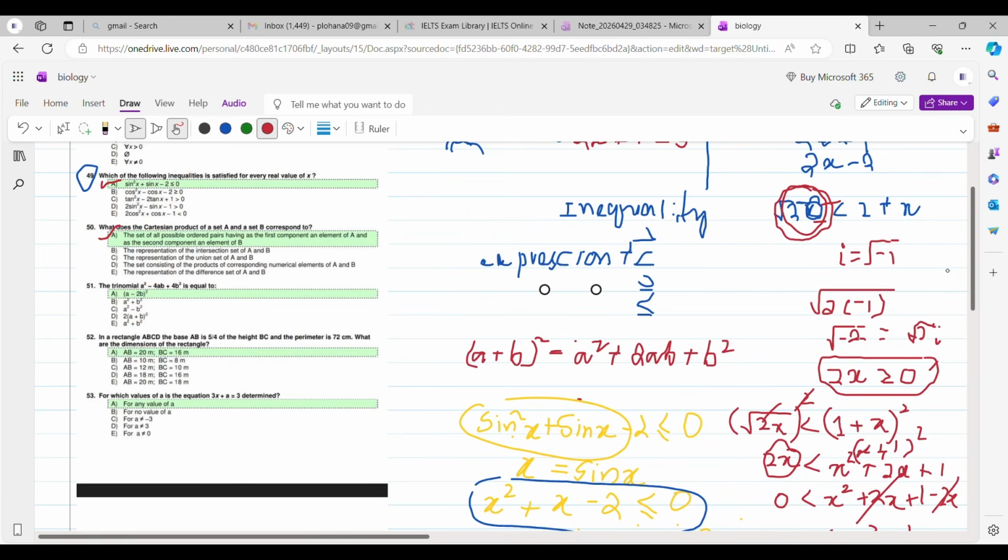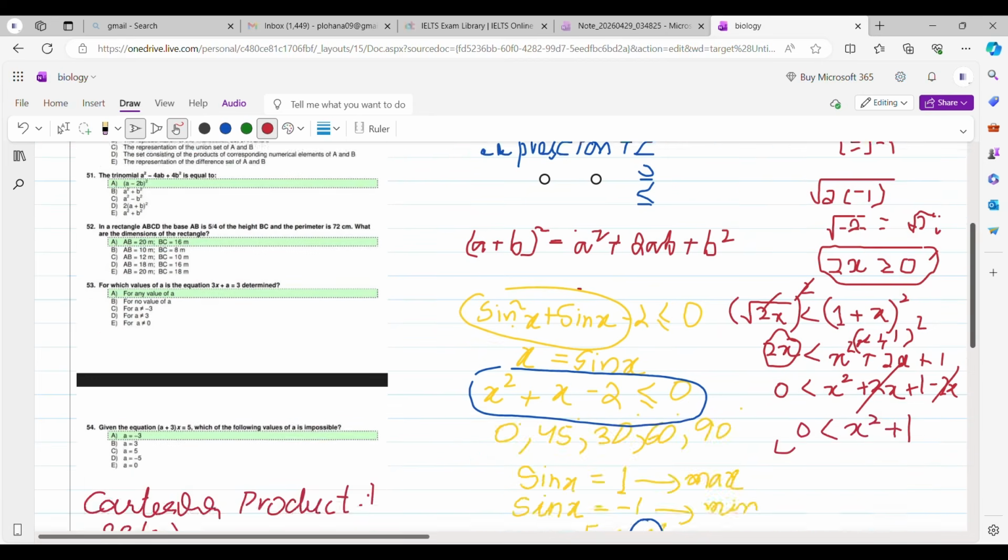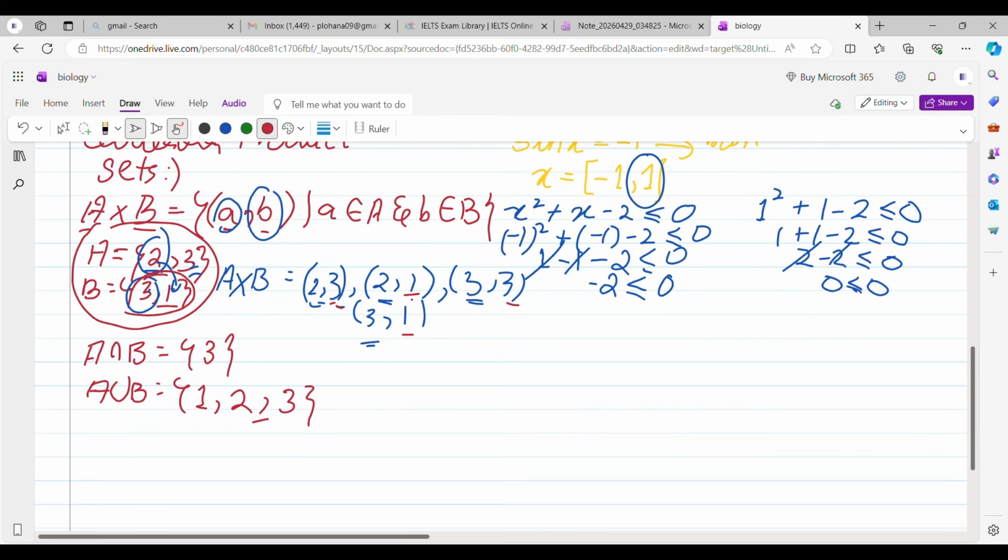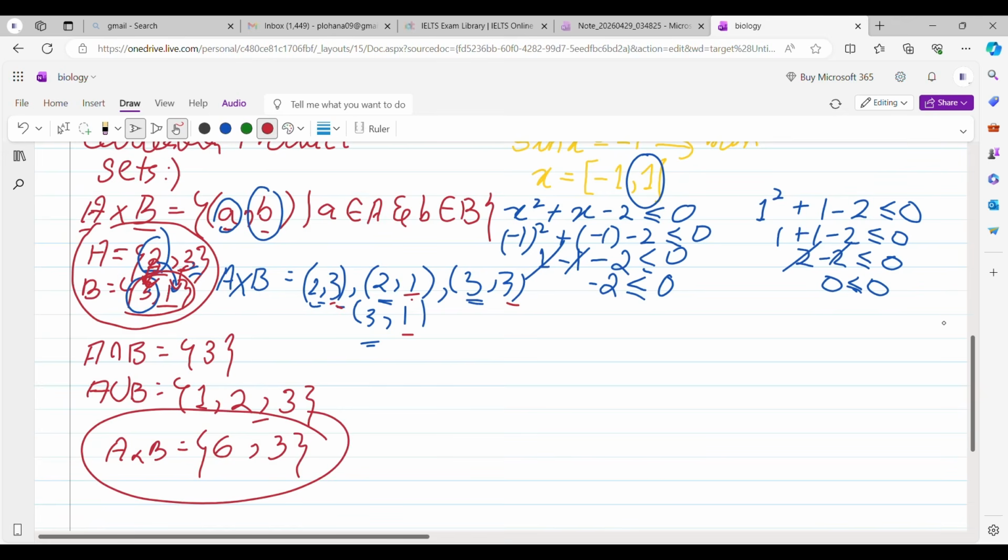Then in the fourth option, they are saying the set consisting of the products of corresponding numerical elements of A and B. What are they saying here basically? They are saying the product between them. So A and B, 2 into 3. The fourth option I'm trying to explain to you guys. They are saying you just need to multiply the corresponding elements. The corresponding elements are 2 to 3, so 2 into 3 is 6, comma, 3 to 1, so 3 into 1 is 3. So this is basically the answer to your fourth option, which is of course not the Cartesian product.